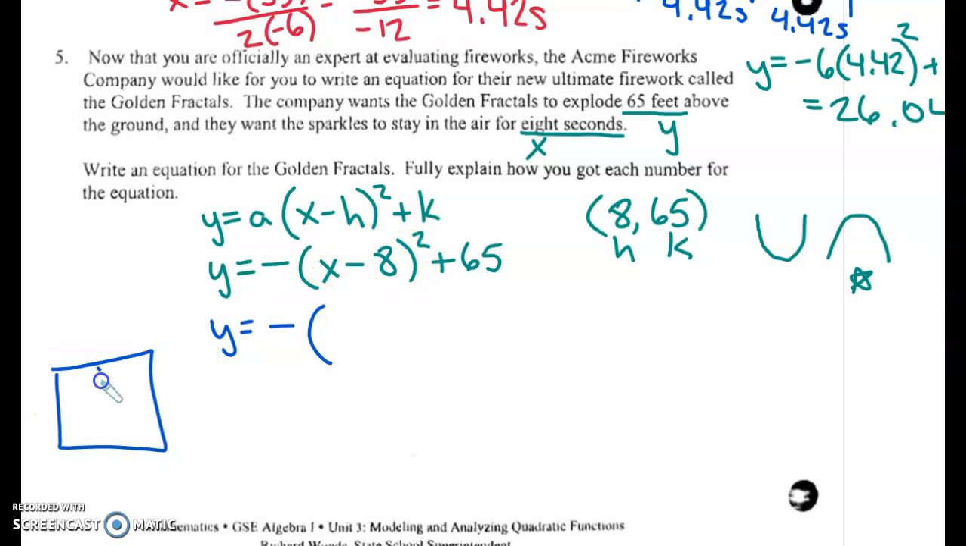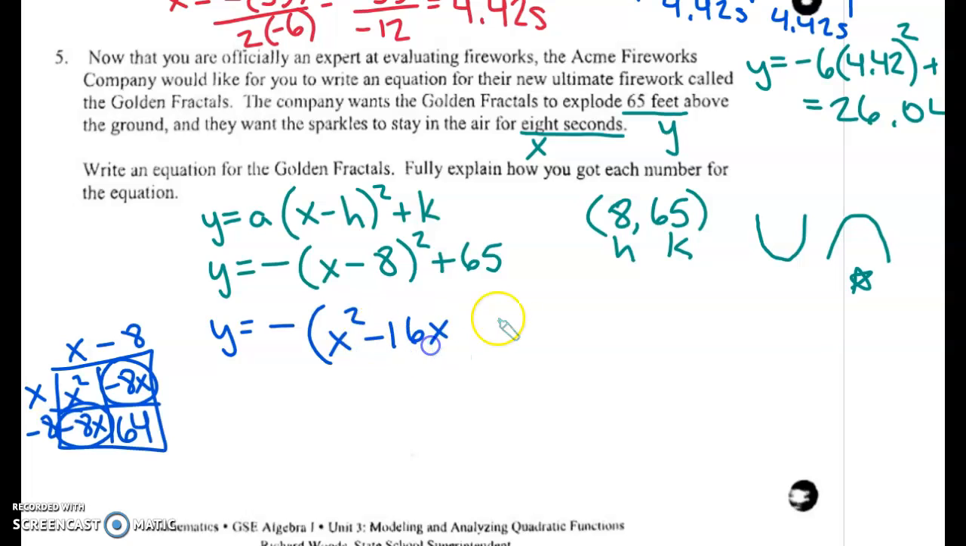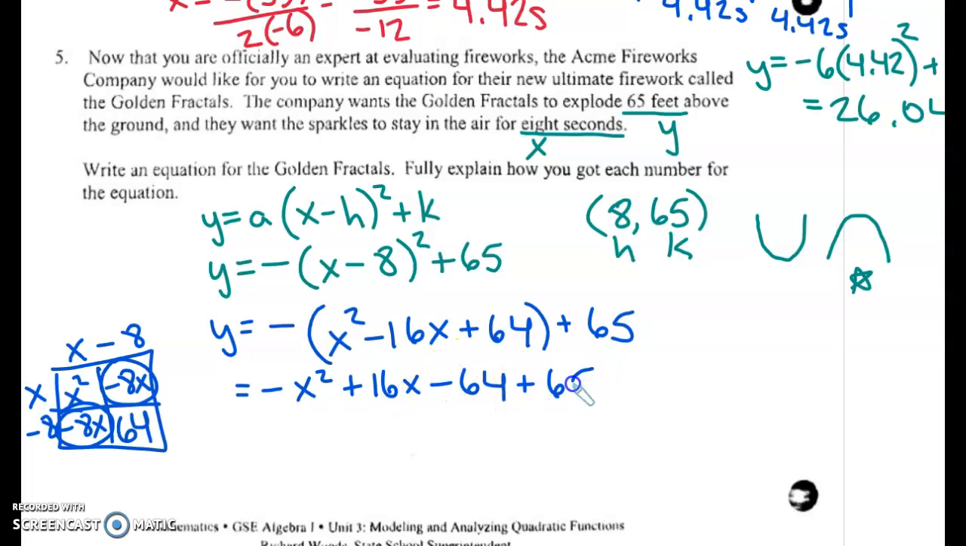So if you come out to the side and multiply x minus 8's together, you get an x squared, a negative 8x, another negative 8x. And notice a negative and a negative makes a positive, and 8 times 8 is 64. So this is going to make x squared, negative 8x, and a negative 8x is a negative 16x, and then a positive 64, and then I have that plus 65 on the edge. Okay, so I'm going to distribute the negative into parentheses, so I get negative x squared plus 16x minus 64, and then the 65 is still there.